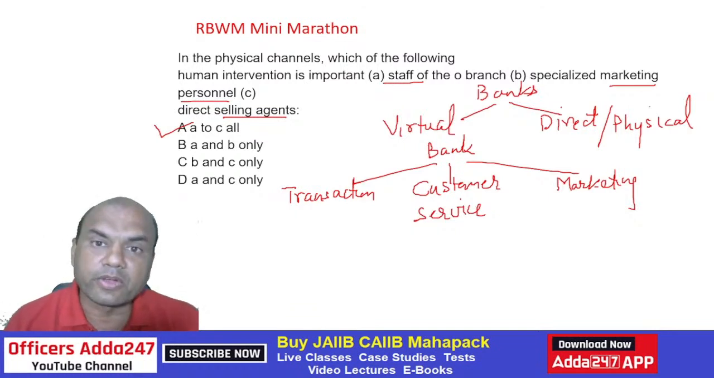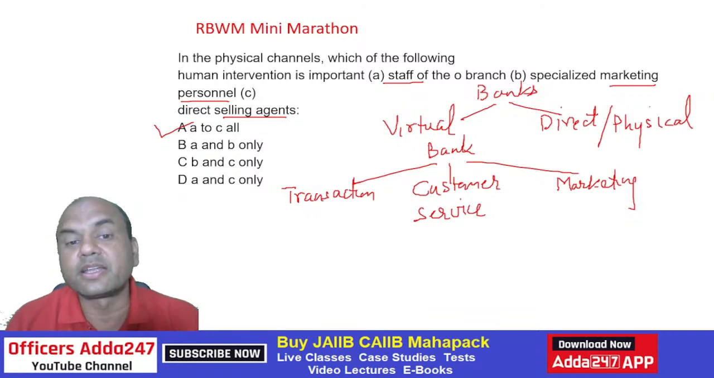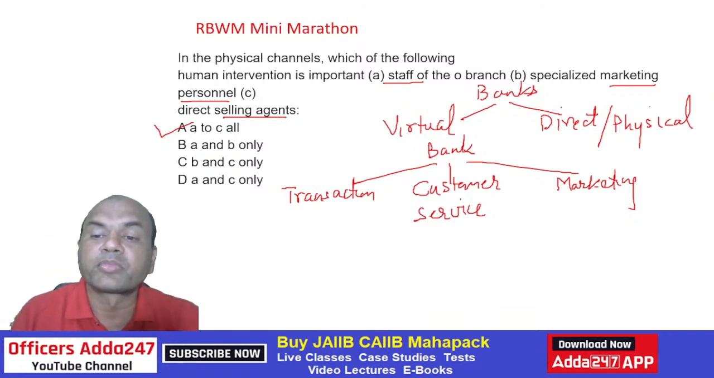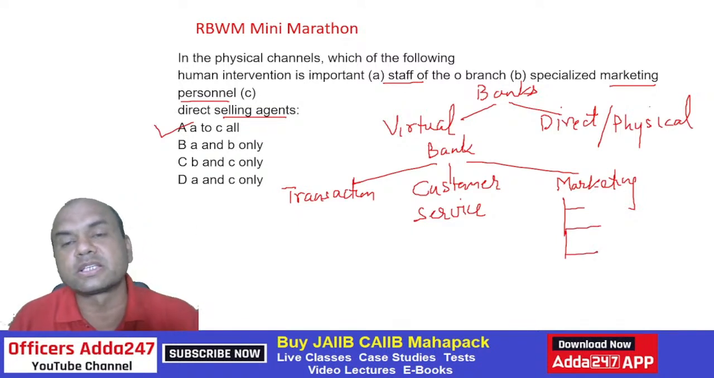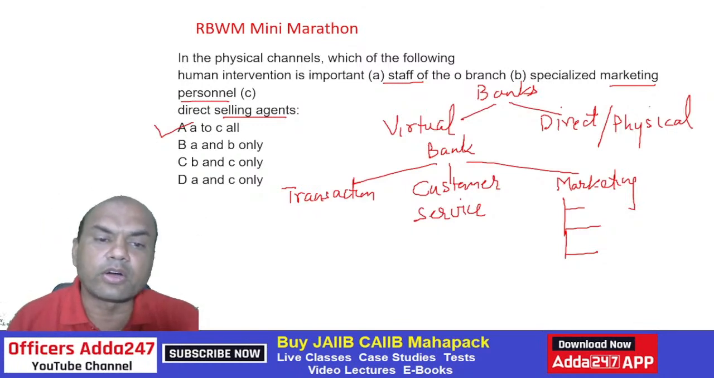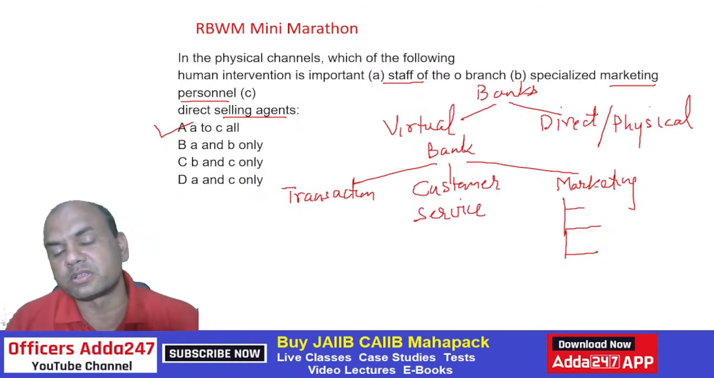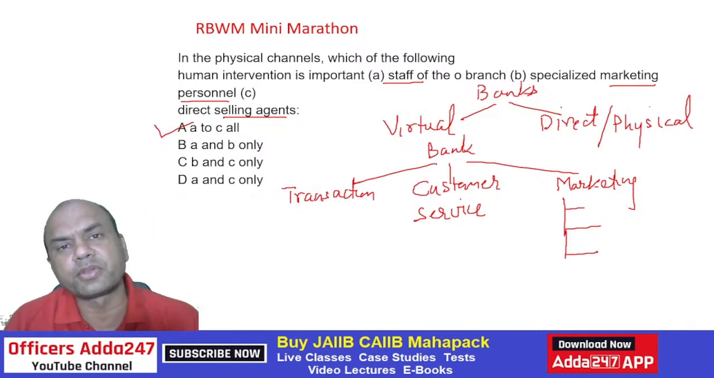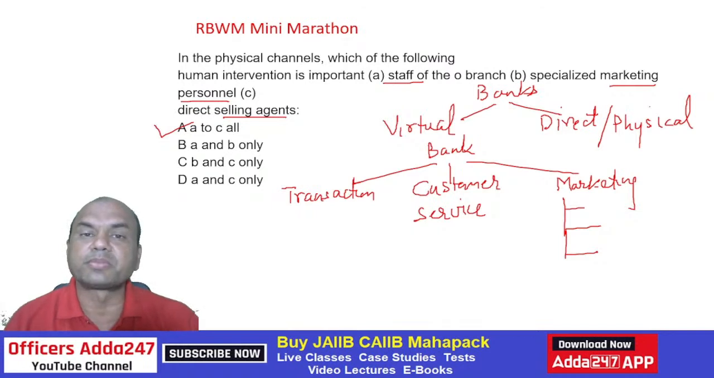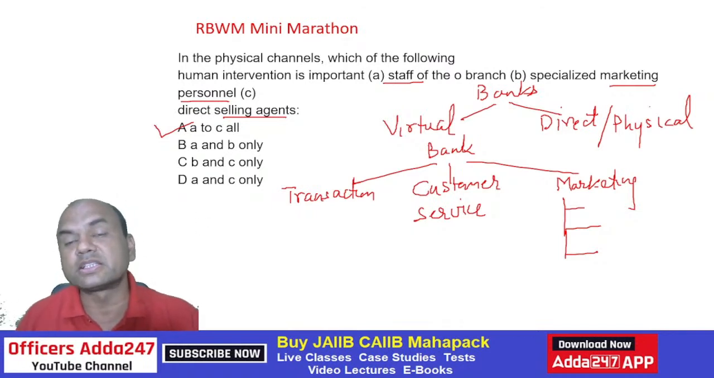Now it can be an employee or an outsider. In marketing we have specialized marketing personnel, and we have DSA also, and even the branch staff can do sales. So all of them are important. A to C all. Remember, in any bank there are only three types of employees: transaction processing employees for clearing and transfers, customer service employees who serve the customers, and marketing.